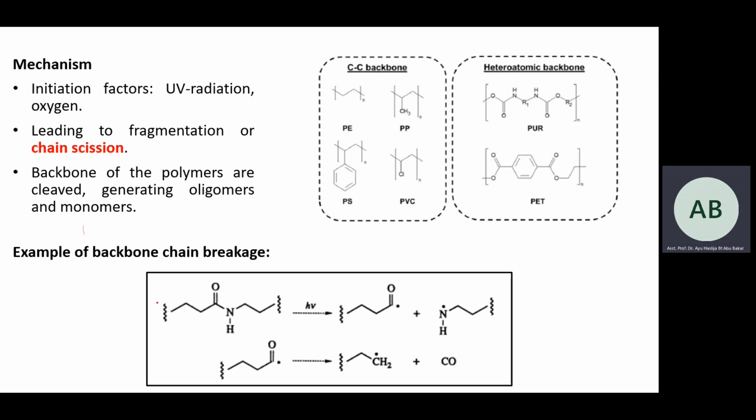Okay, this is an example of the backbone chain breakage from amide, using UV radiation. Okay, it breaks into two at the carbonyl and the amine group. So from here, they will convert into CO. So perhaps after this there is further reaction which will convert into CO2, the final product. Okay.